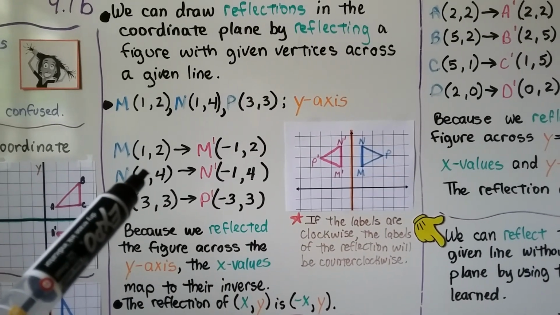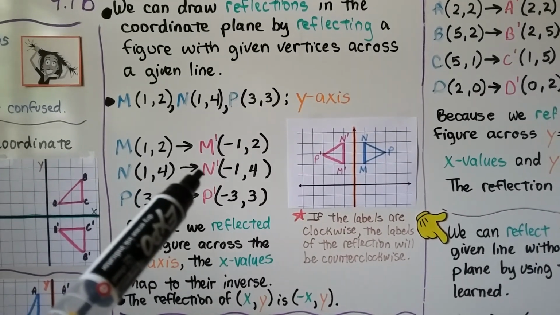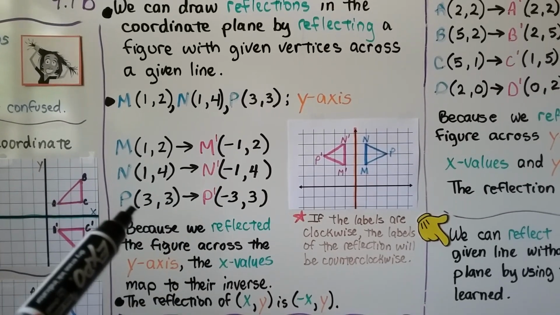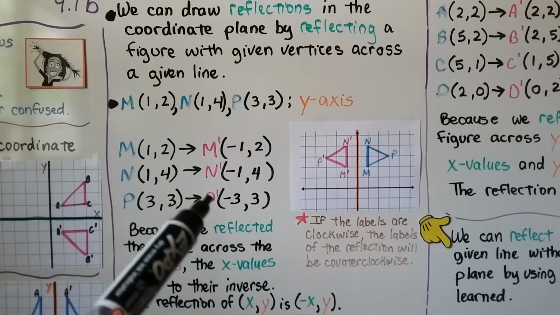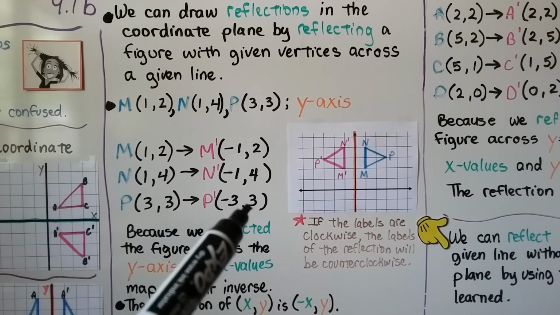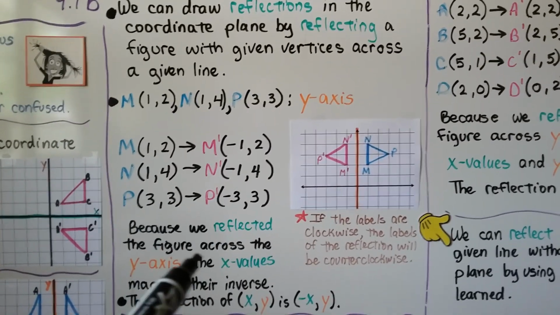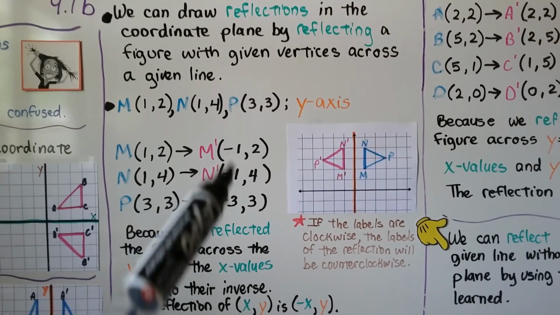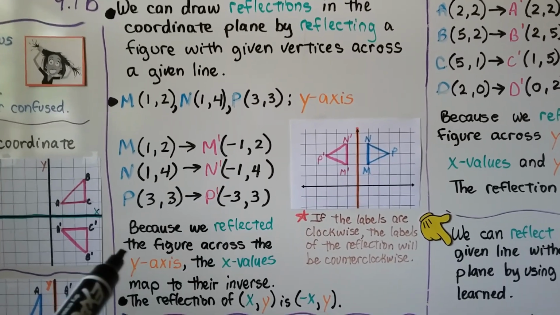N is at 1, 4. That's going to map as N prime, a negative 1, 4. And P is at 3, 3. It's going to map to P prime as negative 3, 3. Do you see what's going on here? Look at the x values for the image and the pre-image. Do you see what's happening?